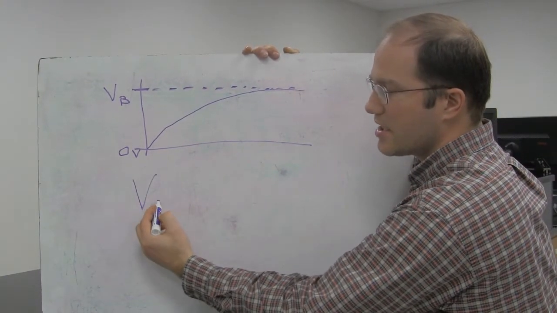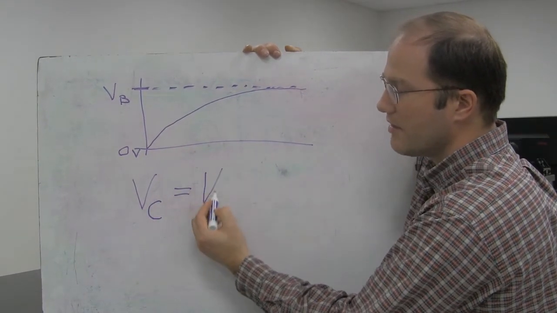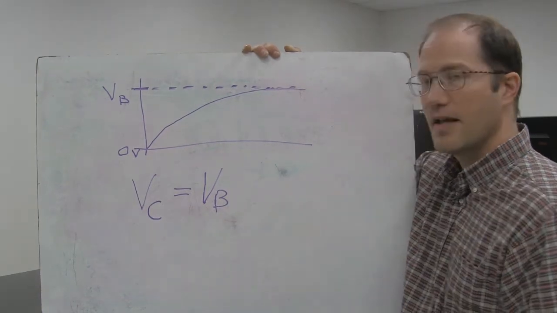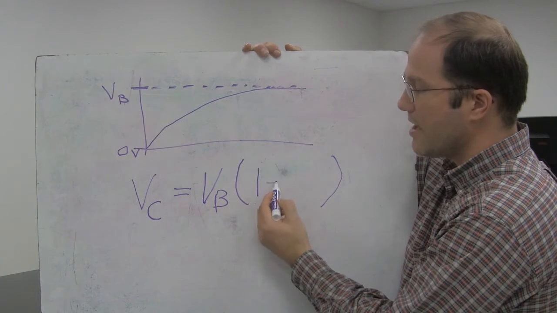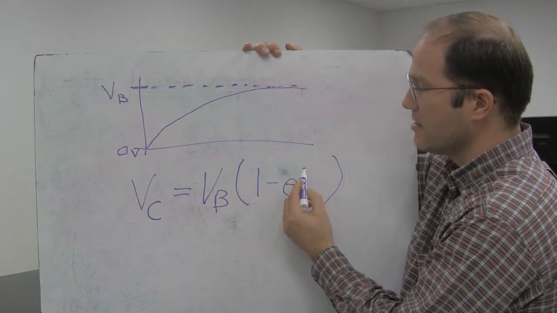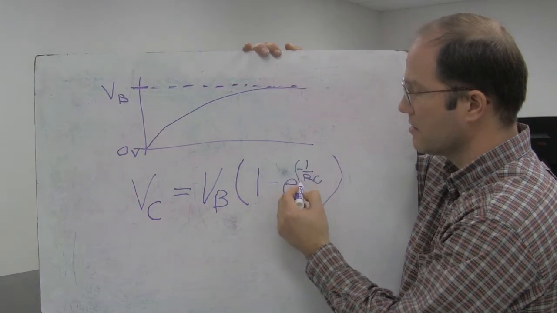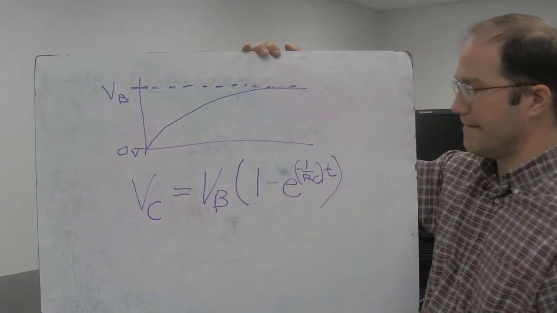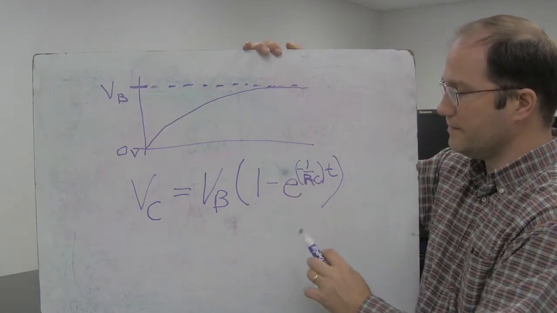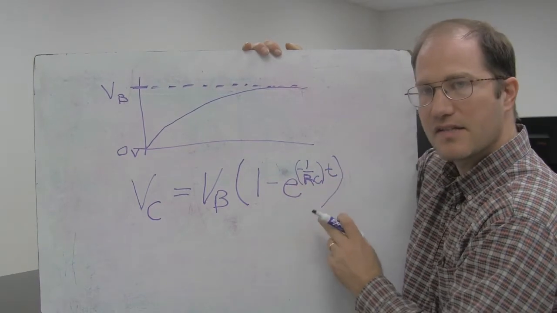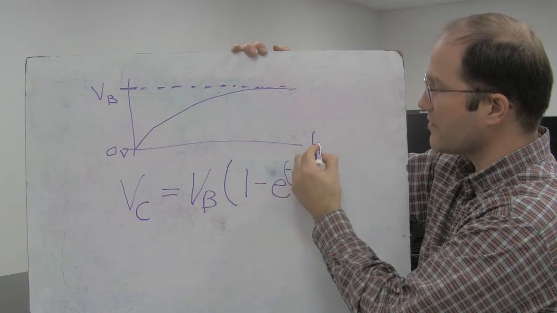The equation that models a charging capacitor is this one. The voltage at any time across the capacitor, as we measure it, is equal to some percentage of the battery voltage: V equals V battery times 1 minus e to the negative 1 over RC times t, where t is time. We're plotting this versus time.